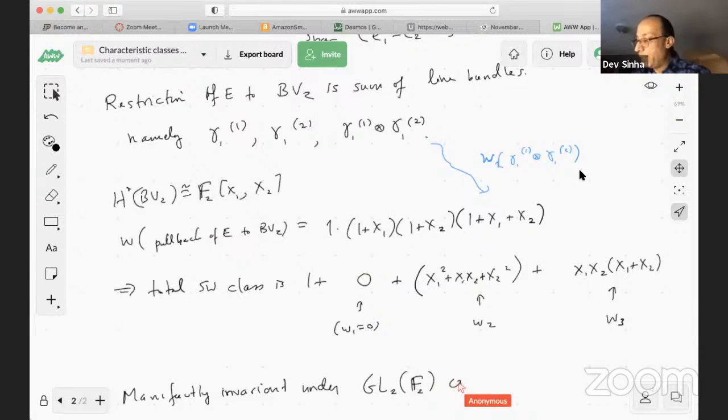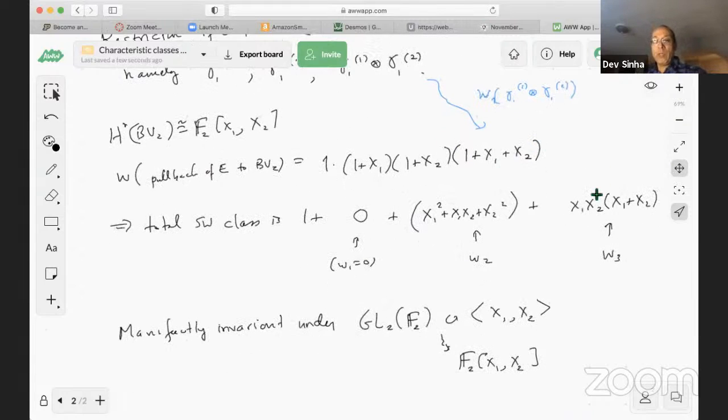It acts on the linear span of x1 and x2, but then that extends to an action of GL2 F2 on any polynomials. If I send x1 to x1 plus x2, then I know what to do for a polynomial. These invariants are called Dixon invariants.